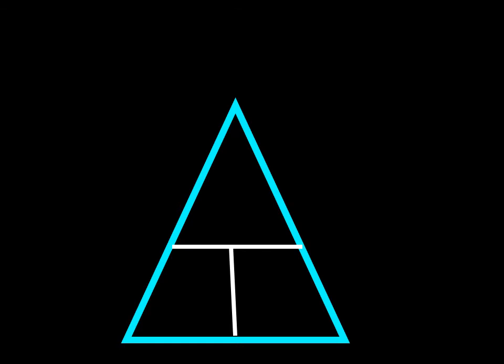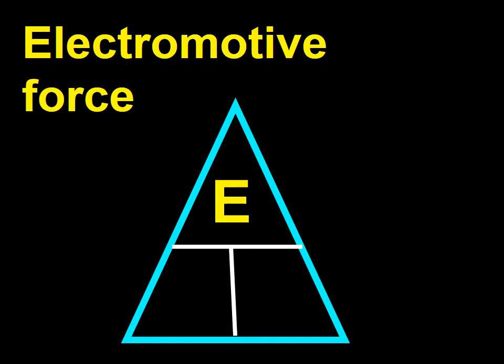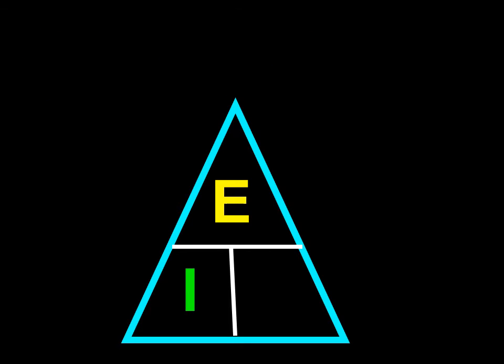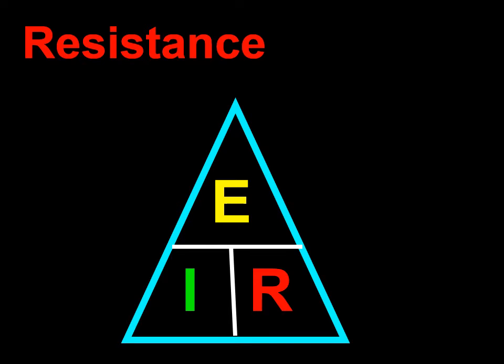three-compartment triangle. The top compartment is for the letter E. It stands for electromotive force. On the left side, on the lower compartment, is the letter I. The letter I stands for current. In the next compartment is the letter R. R stands for resistance.